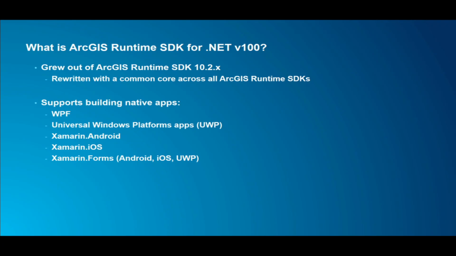So the ArcGIS Runtime SDK for .NET version 100 includes a number of APIs for building native apps. WPF for Windows Presentation Foundation. Universal Windows Platform apps, a UWP API for building the new Windows 10 Universal apps. Also APIs for Xamarin Android, Xamarin iOS, and then also Xamarin Forms. So we're supporting Xamarin Forms on top of Android, iOS, and UWP.